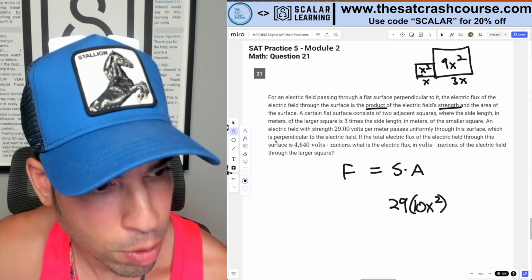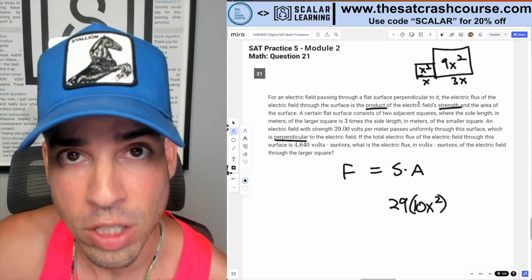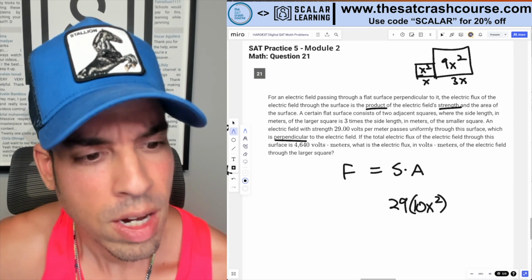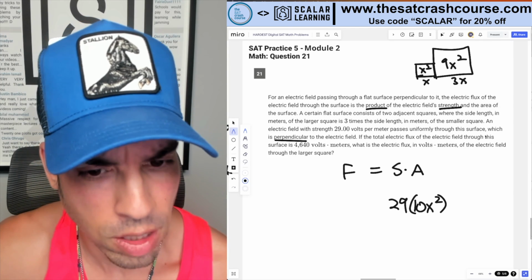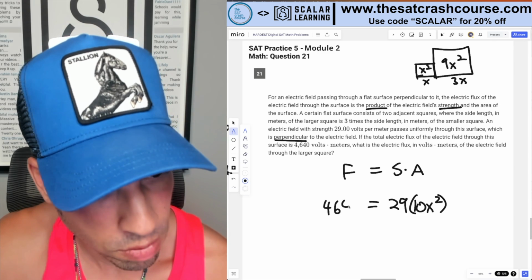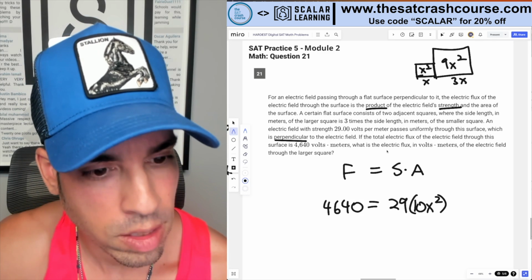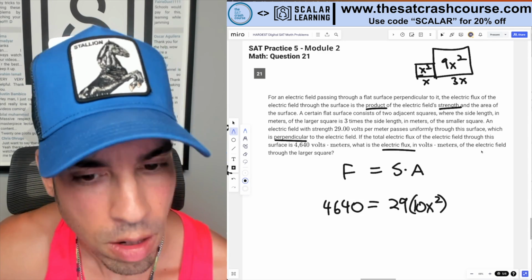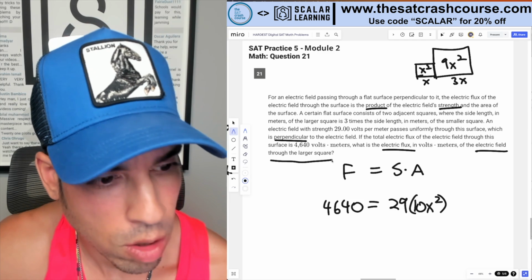And it does state that it's perpendicular to the field. That's a precondition that we need to satisfy, so it's satisfied. And then it says if the total electric flux of the electric field through the surface is 4640, what is the electric flux of the electric field through the larger square?